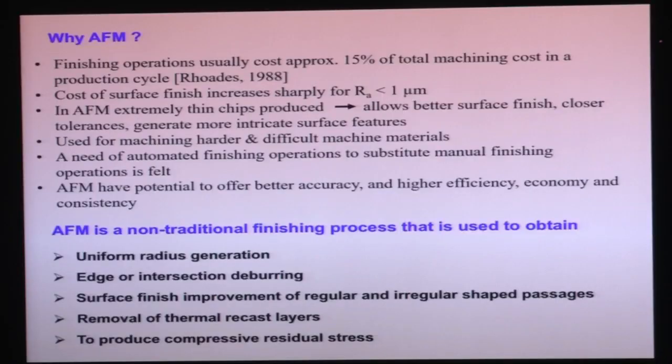Okay, so these deburring things, that kind of unwanted component can be removed by the abrasive flow finishing process. So surface finish improvement of regular or irregular shaped passages can be done by this AFM process. Removal of recast layer is also very important.